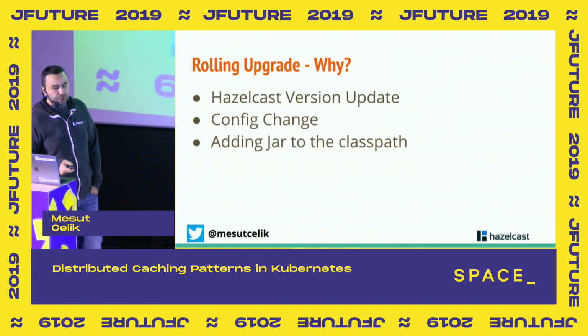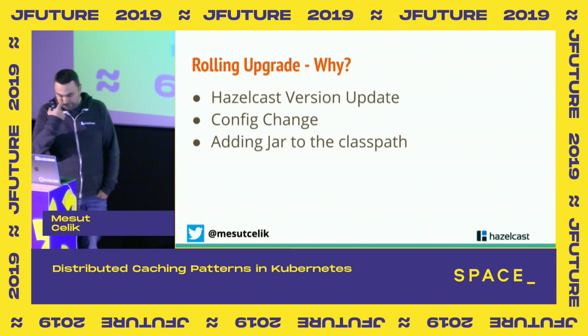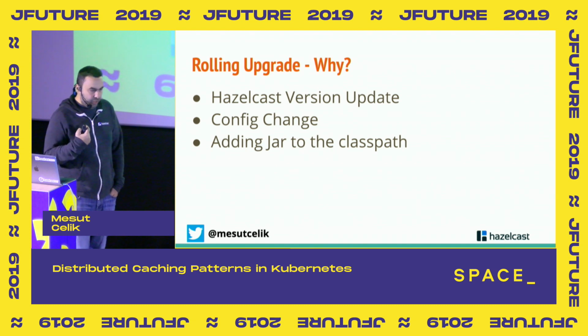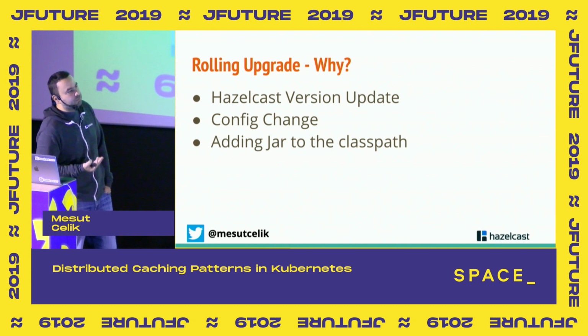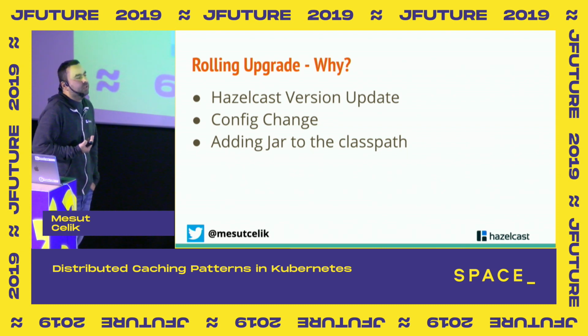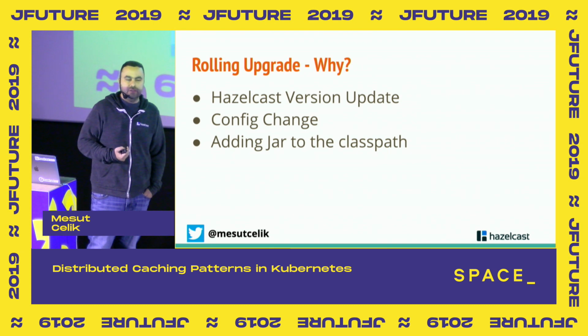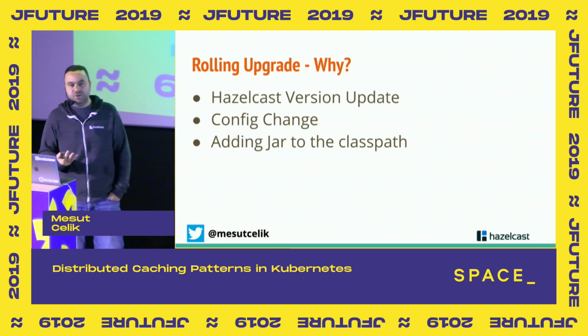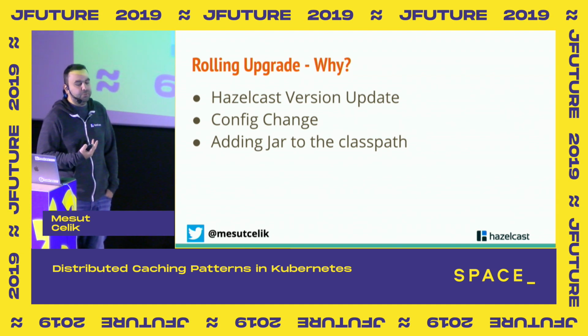The other one is rolling upgrade. In a Kubernetes environment, you have options to do zero downtime rolling upgrades. But why would you do a rolling upgrade? One reason is version upgrade. You might need to execute a Hazelcast version upgrade in your environment.